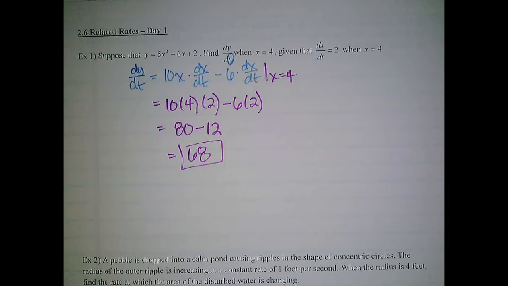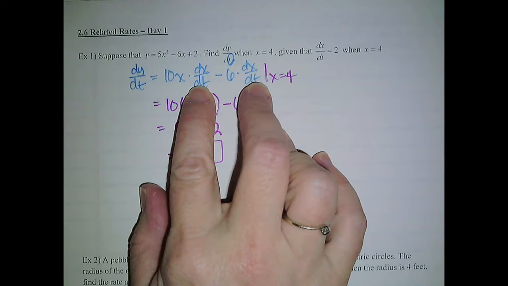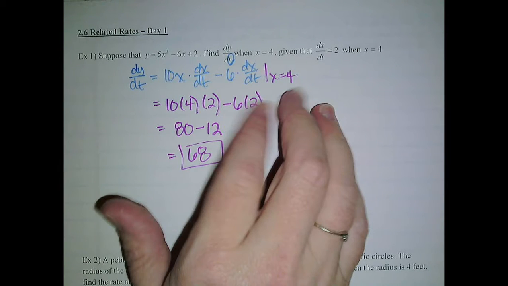So now we're going to take that a step further. In this next example, they've told us that a pebble is dropped into a calm pond, causing ripples in the shape of concentric circles. The rate of the outer ripple is increasing at a constant rate of 1 foot per second. When the radius is 4 feet, find the rate at which the area of disturbed water is changing.